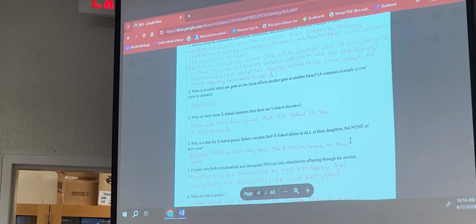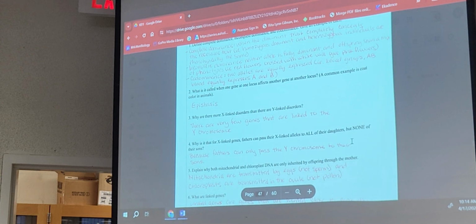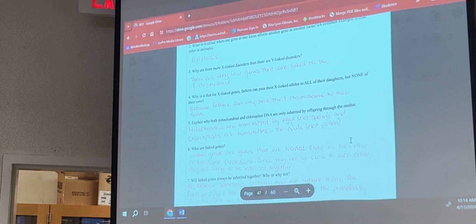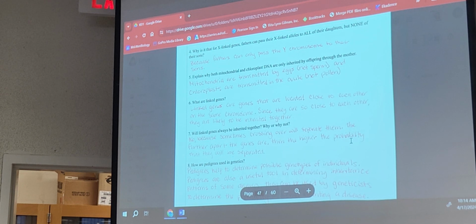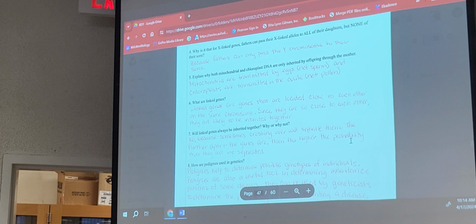So this, question 4, because males can't get an X chromosome from their father, mitochondrial, chloroplast, and DNA only inherited by offspring from the mother, because it's only in eggs. The sperm is too small to have it, I suppose, right? They are only located in the egg cells, so we can't ever get those from the father.